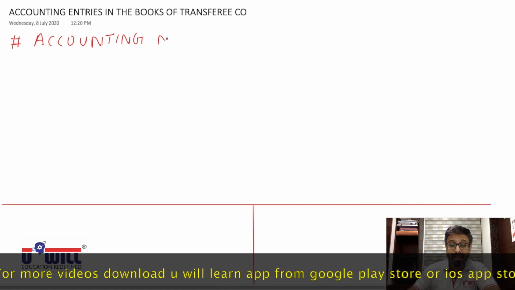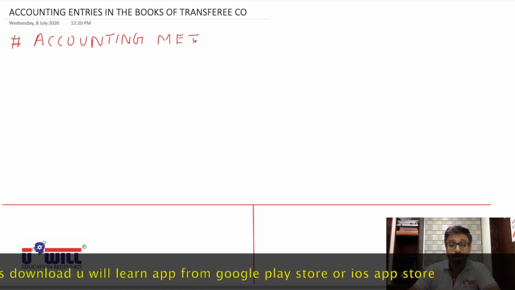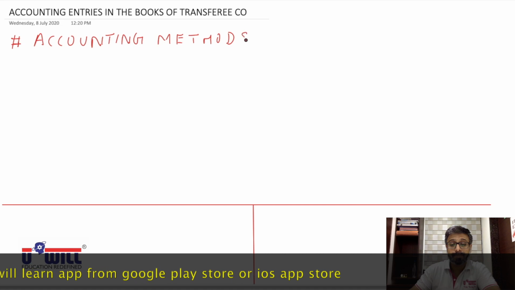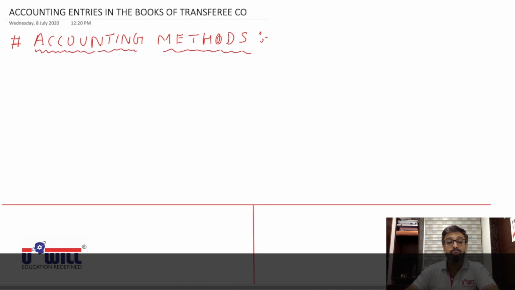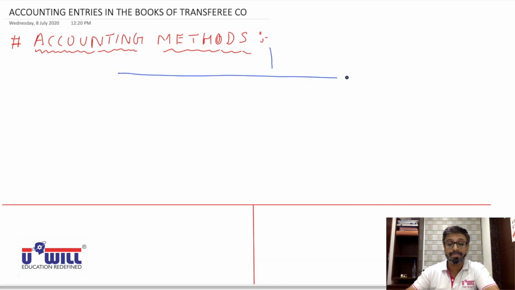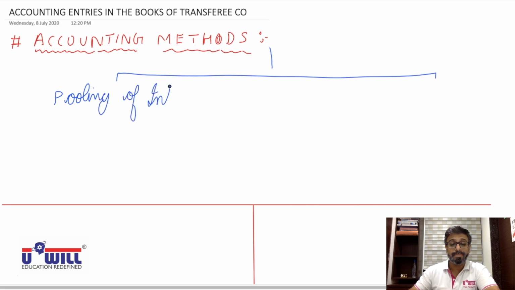All of you must be writing it in your notebook. Accounting methods. In the books of transferor company, there is only one accounting, the 14 journal entries we have studied. But in the books of transferee company, there are two different accounting methods which can be followed. One is pooling of interest method.